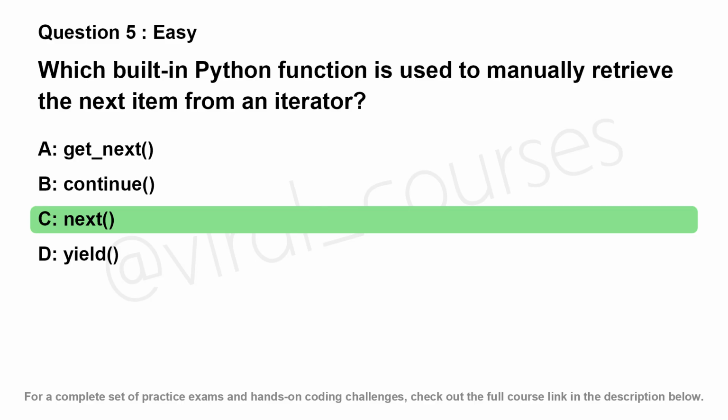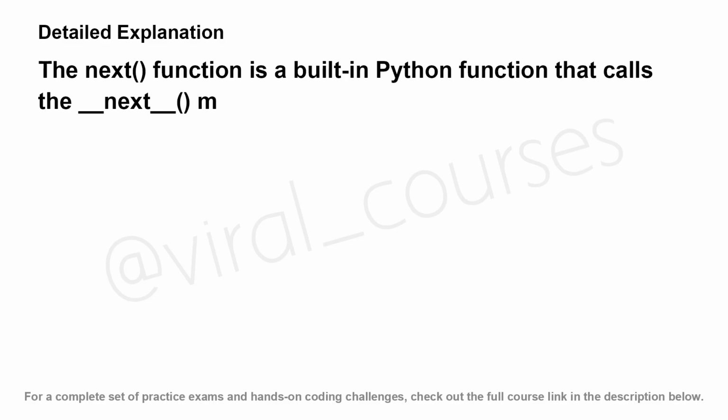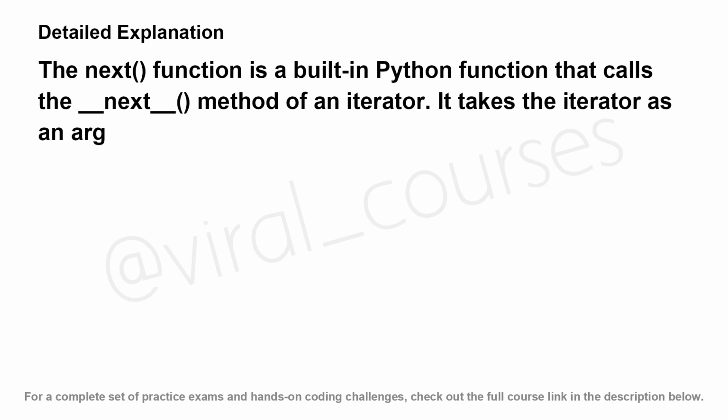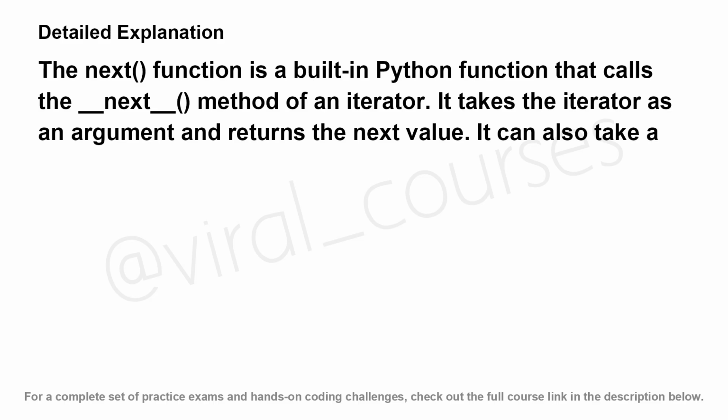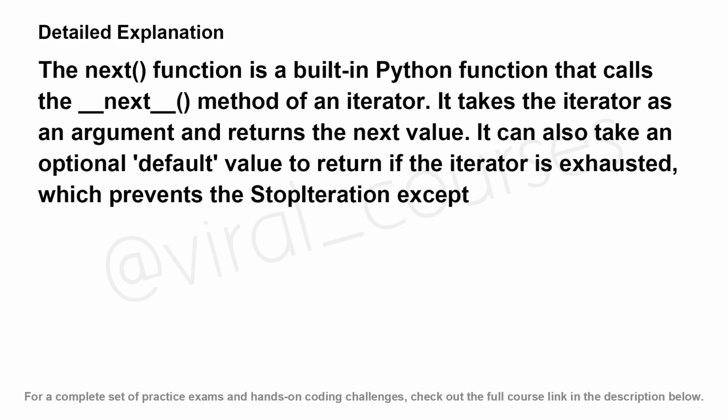The correct answer is C. The next function is a built-in Python function that calls the __next__ method of an iterator. It takes the iterator as an argument and returns the next value. It can also take an optional default value to return if the iterator is exhausted, which prevents the StopIteration exception from being raised.